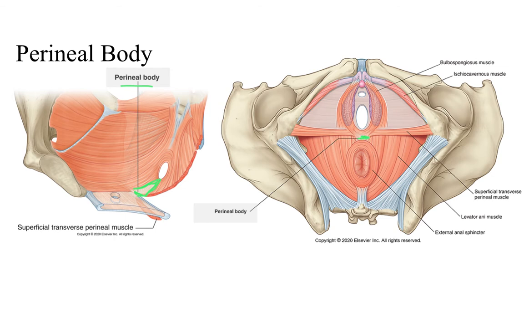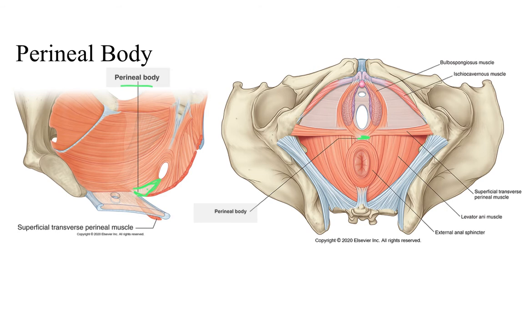So here's another view of it, and if you look at its location, its function is more of a site where many of the muscles of the pelvic floor can attach to and have something to pull against. So when the muscles pull, they'll often pull on this perineal body, which pulls on the perineal membrane and causes that upward motion of the pelvic floor.